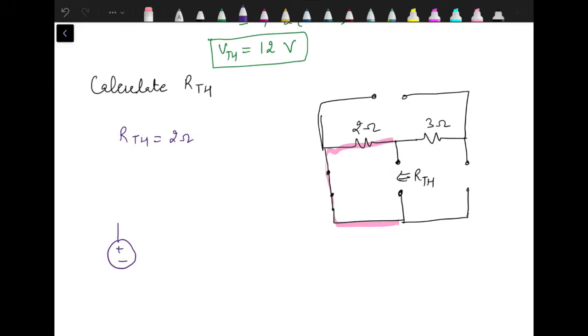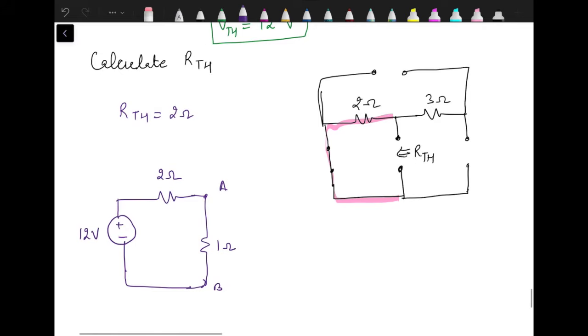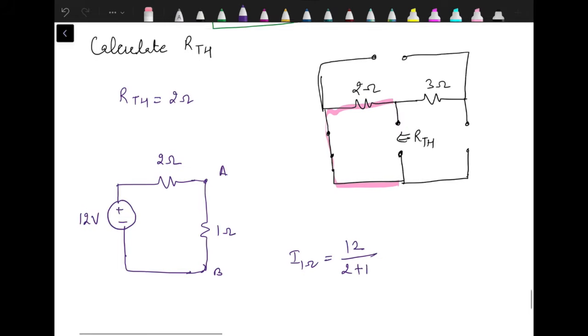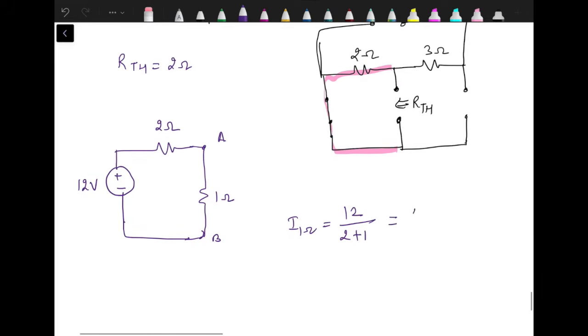So we have the Thevenin equivalent as 2 ohm in series with 12 volts, and between terminals A and B we have to connect 1 ohm resistance. I through 1 ohm is 12 upon 2 plus 1, which will give the answer as 4 ampere.